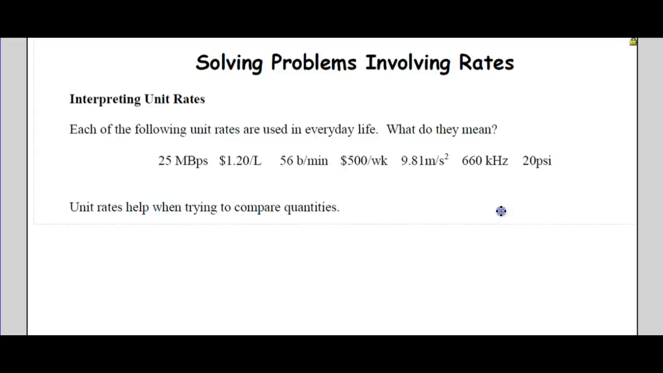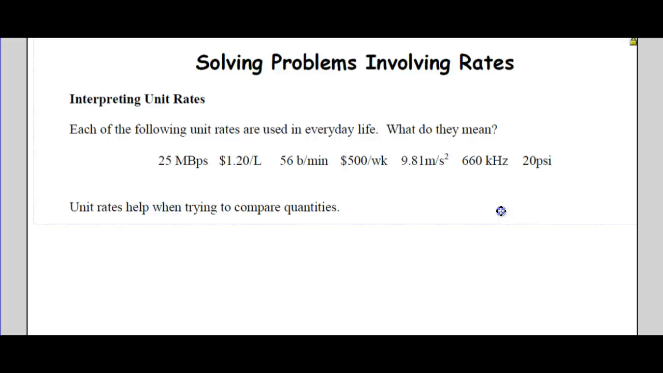Yeah. 9.81 meters per second squared. What's that? You know this. One of you knows this. At least one. This one. 9.81 meters per. Yeah, it's gravity, right? Acceleration due to gravity. 660 kilohertz. Okay, that's cycles per second. It could be a sound wave. 20 psi.